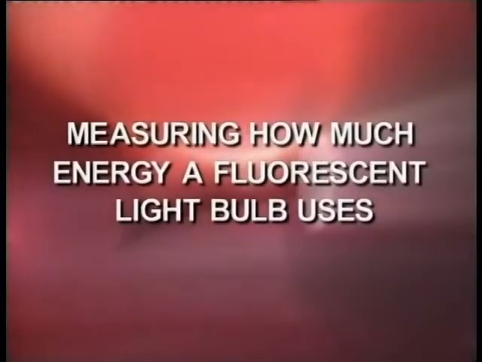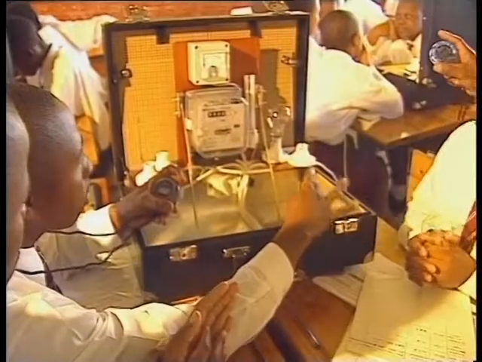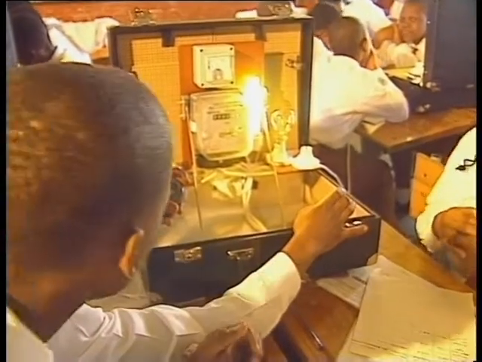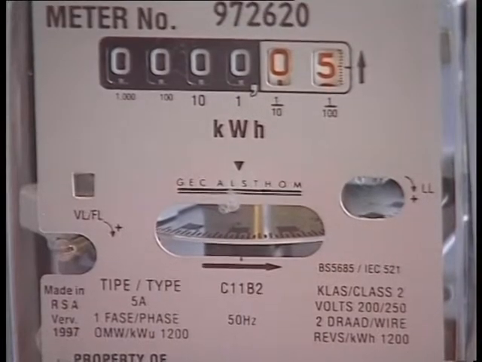The reading we are taking after these 5 minutes will be the start reading for the compact fluorescent light. Okay. The learners now repeat the process with a fluorescent light in their kits, switching it on for exactly 5 minutes.